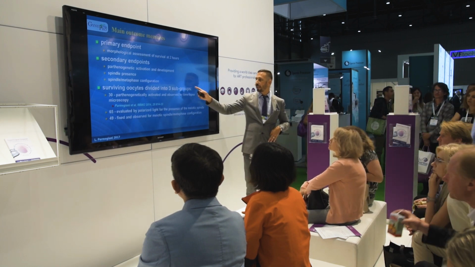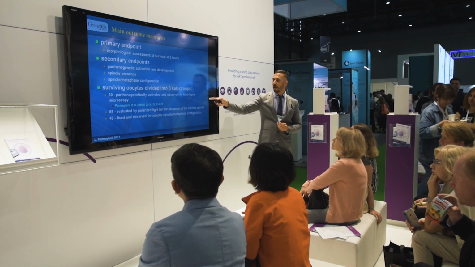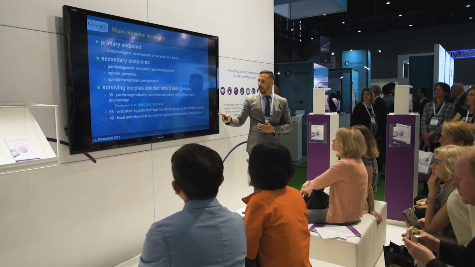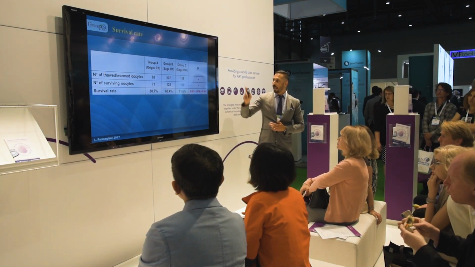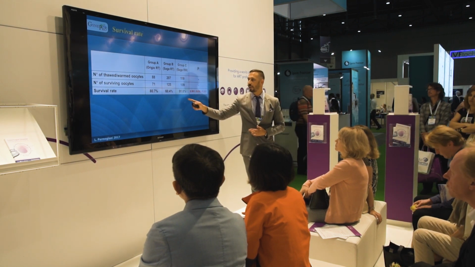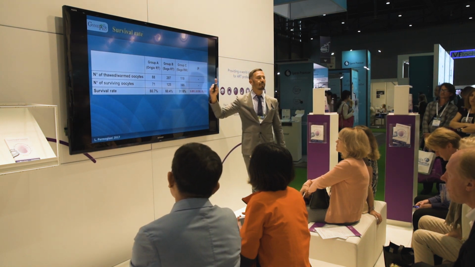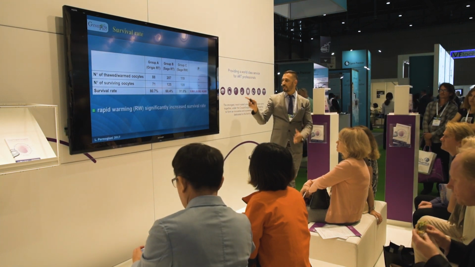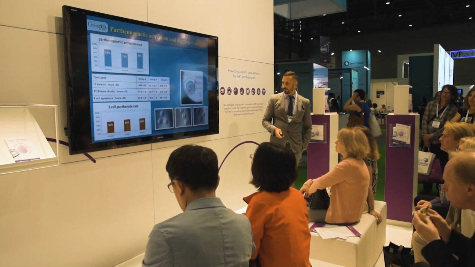Surviving oocytes were divided into 3 groups to study by time lapse the parthenogenetic activation, and then we also observed the spindle presence and the configuration of the spindle. Again, very interesting, we observed that the survival rate was significantly increased in the group in which we used the rapid warming protocol. The survival rate was 90%. So rapid warming significantly increased survival rate, and we confirmed our previous observation.